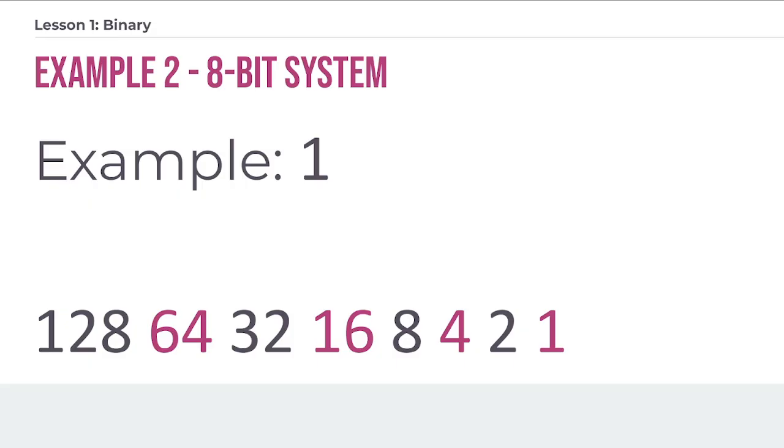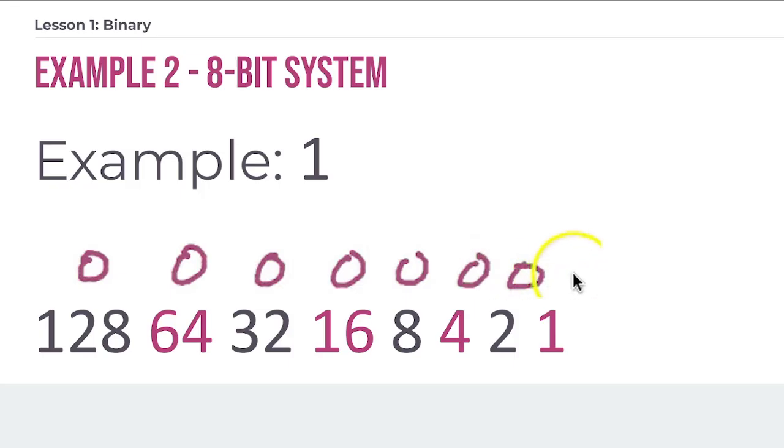How would I show the number 1? Well, as you can probably guess, moving from the left to the right, how many groups of 128 can I take out of 1? None. How many groups of 64 can I take out? None. How many groups of 32? None. How many groups of 16? None. 8? None. 4? None. 2? None. But how many groups of 1 can I take out of 1? 1. Look at that.